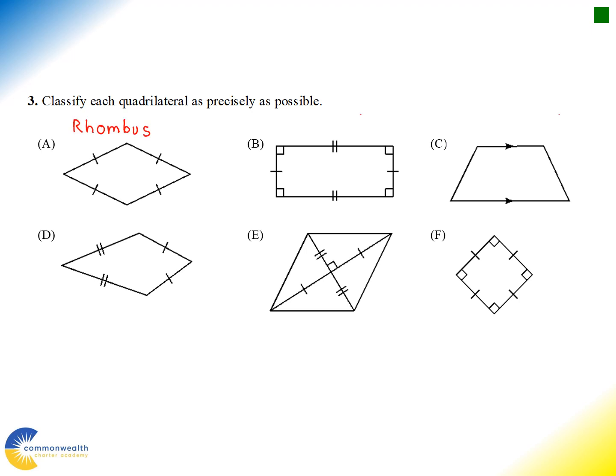When I look at B, again, I have opposite sides being congruent to each other. So it's definitely going to be a parallelogram. I see the right angles indicated, which means it's definitely a rectangle.